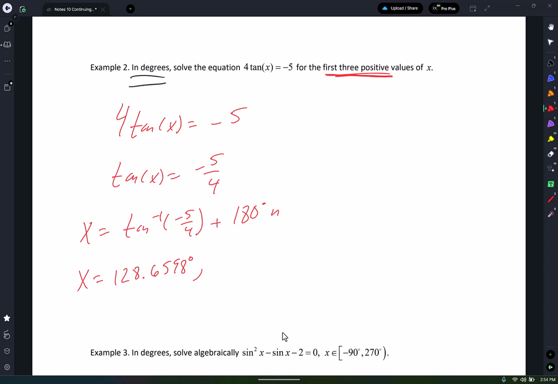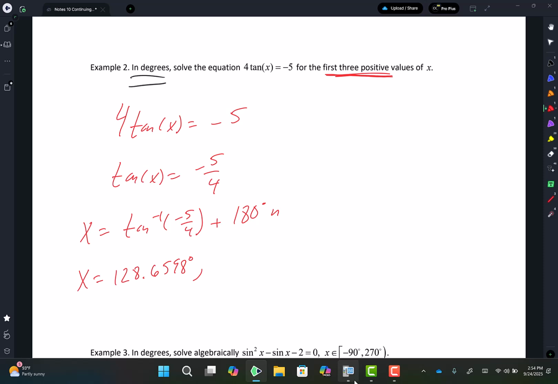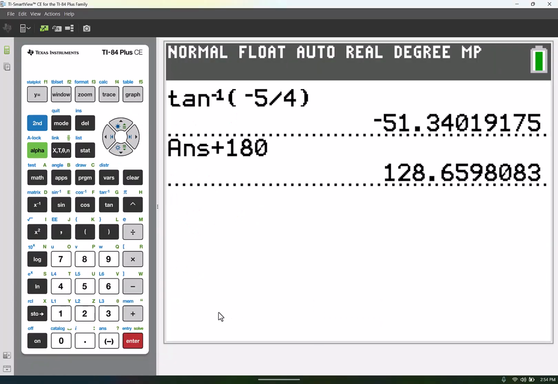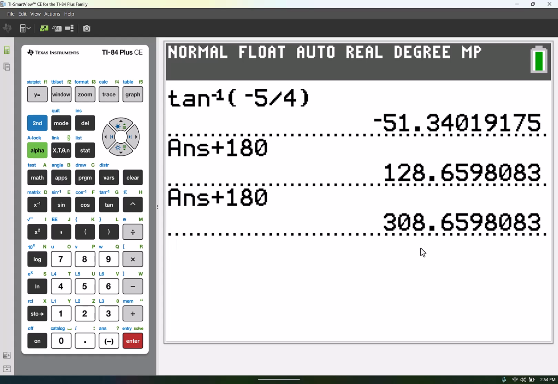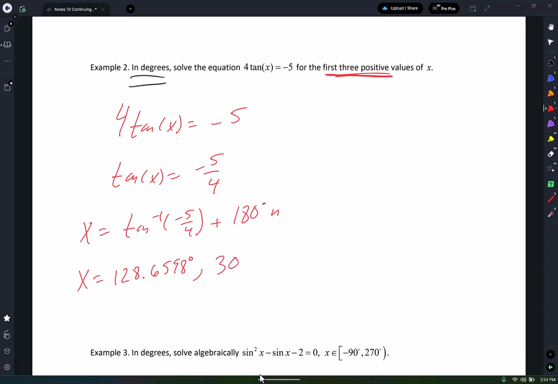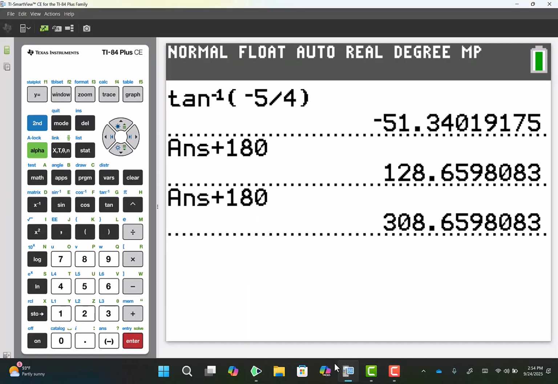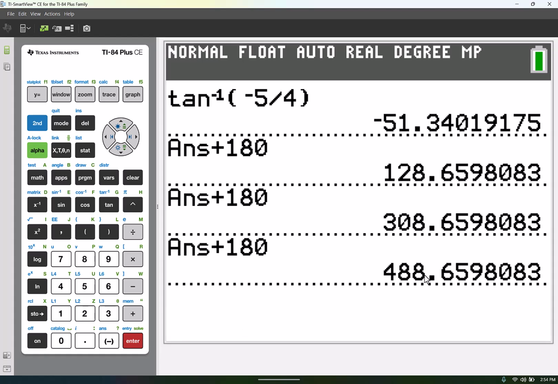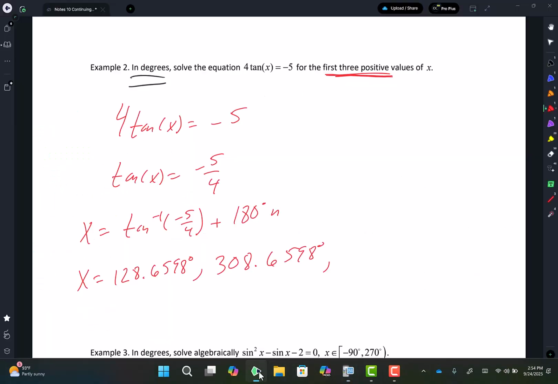All right. You do not have to do anything anymore. You don't have to lift, well, I guess you have to lift a finger, but you just have to push one button. And look, you just push enter again, and it's going to execute the last line. So you push enter, and look what it does. It gives you the next answer. Isn't that cool? 308.6598. Push enter again. Bam. 488.6598. And there it is. Those are the first 3.